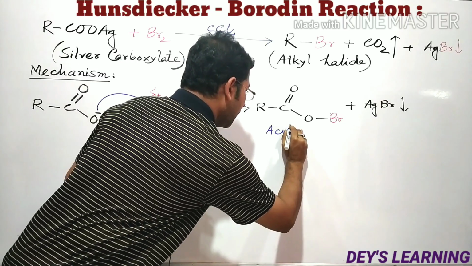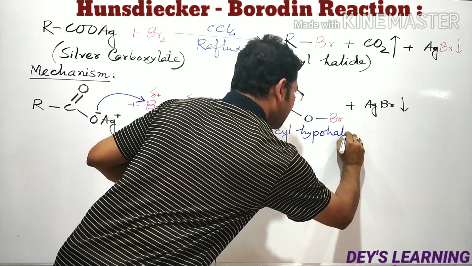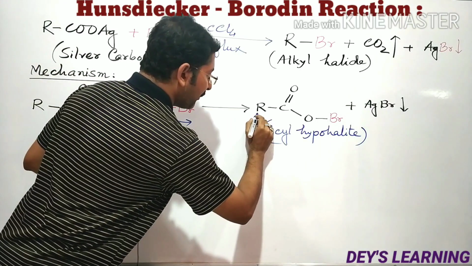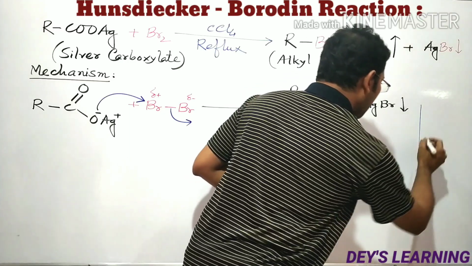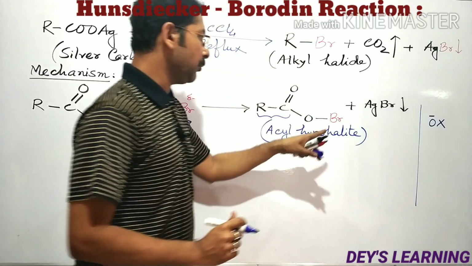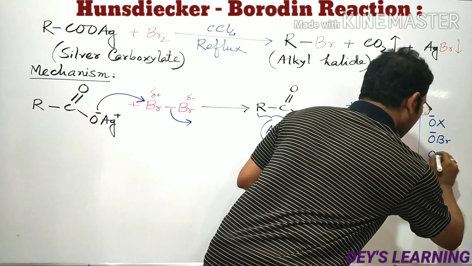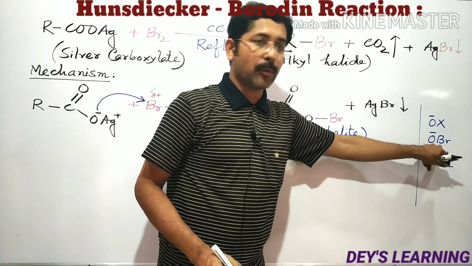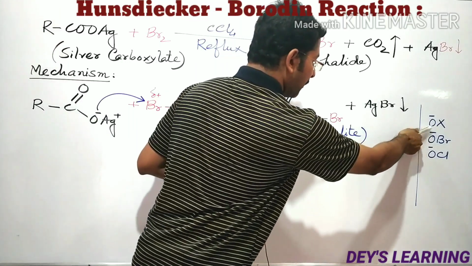Now this intermediate is known as acyl hypohalite. RCO is your acyl group, and OX minus is known as the hypohalite ion. For example, OBr minus, OCl minus, OI minus. This one is known as hypobromite, this one hypochlorite, and in general hypohalite.